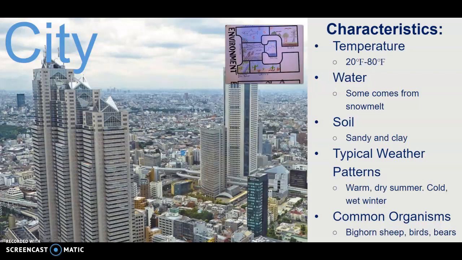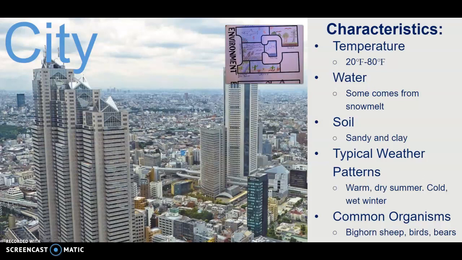The water comes from snow melt, like from the mountains, and then any kind of precipitation. So any kind of rain, it collects on the land, and then it's stored in lakes and rivers and reservoirs and things like that. The soil in Denver and the surrounding area is sandy with some clay mixed in there.